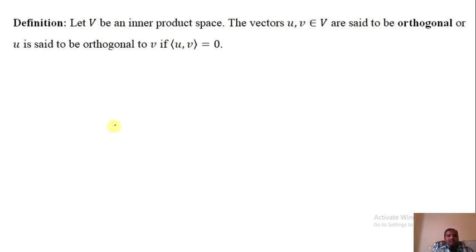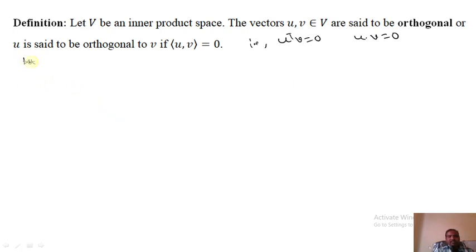The definition: let V be an inner product space. The vectors u, v belonging to V are said to be orthogonal, or you can say u is said to be orthogonal to v, if the inner product is 0. That is, u transpose v equals 0. Generally, I take the standard inner product, u transpose v equal to 0. Any two vectors are orthogonal means the dot product is 0, that means u dot v equals 0.